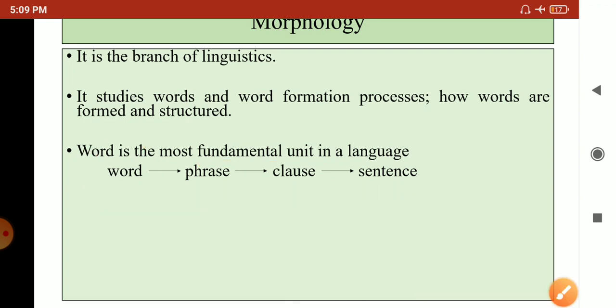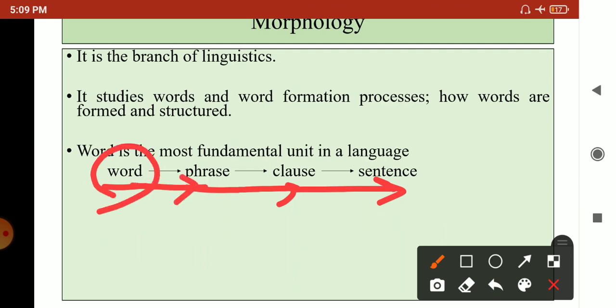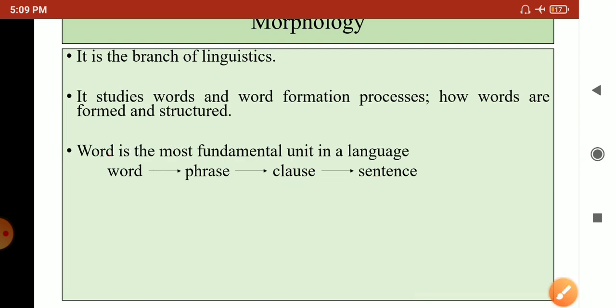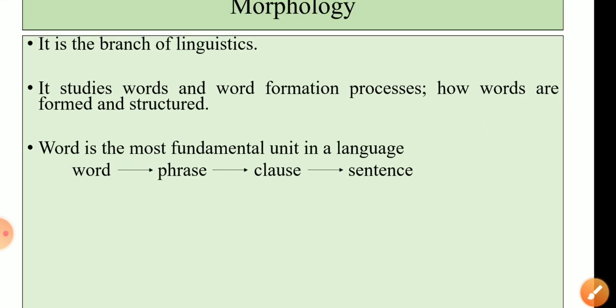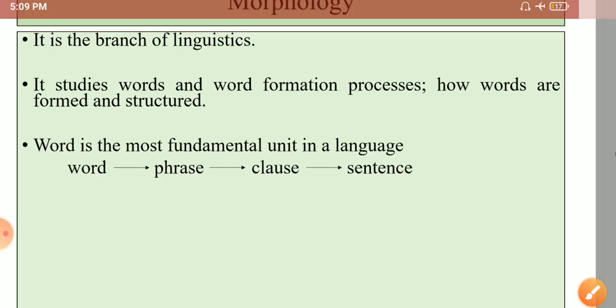Words come together to form a phrase. Phrases make clauses and clauses make sentences. So this is the hierarchy. And word is the basic element in the hierarchy, the first element in the hierarchy. So morphology deals with words. Morphology studies words.